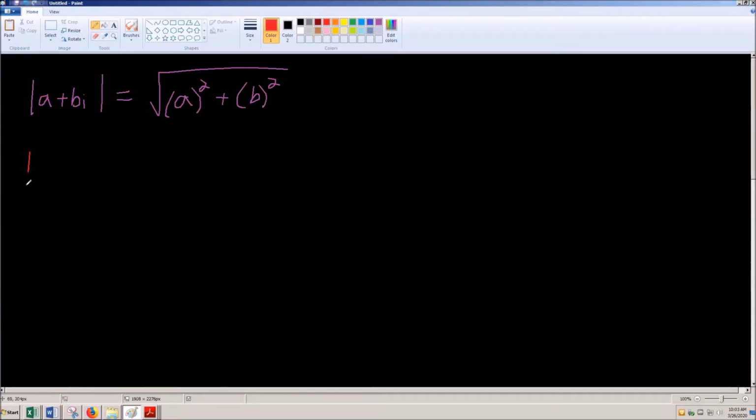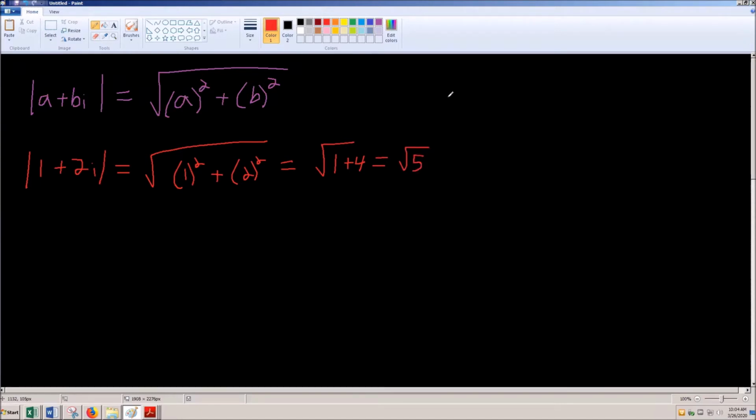So let's do the first example as 1 plus 2i. Here's going to be the square root of 1 squared plus 2 squared, which is going to give me the square root of 1 plus 4, which is the square root of 5. And I'm done.